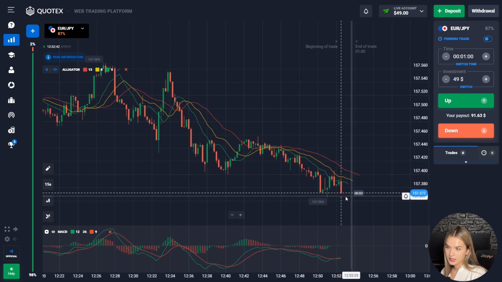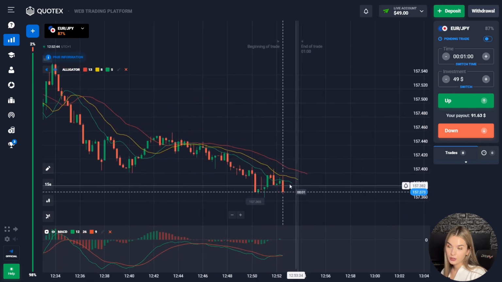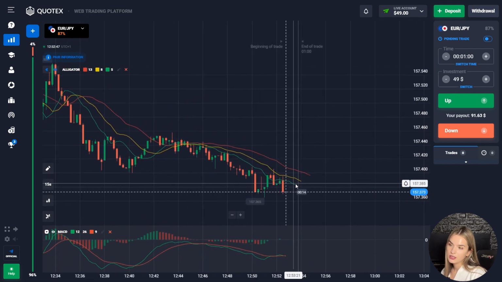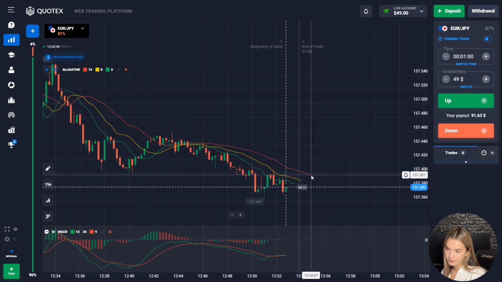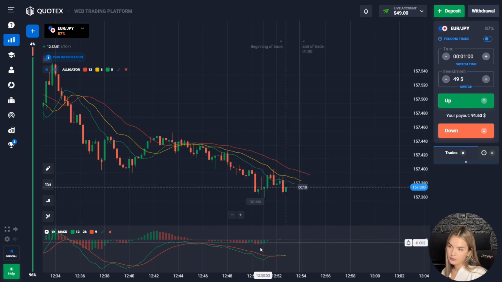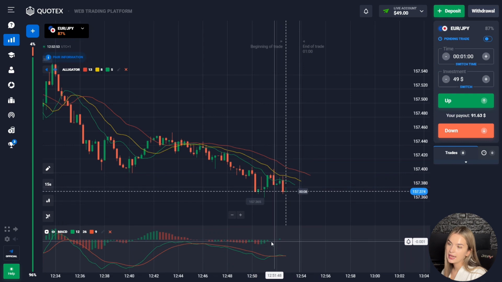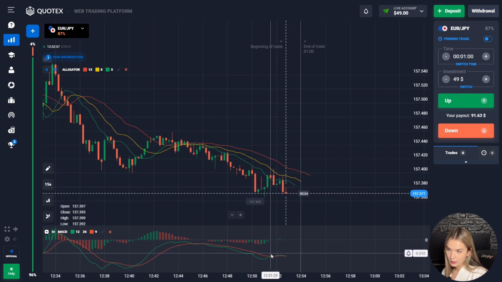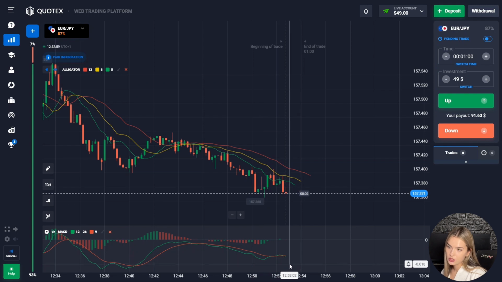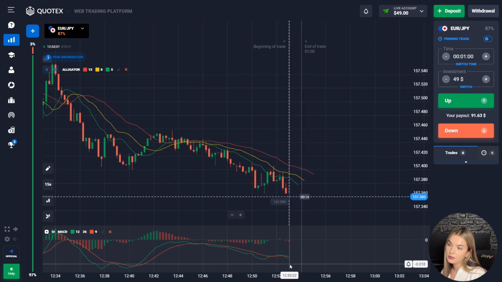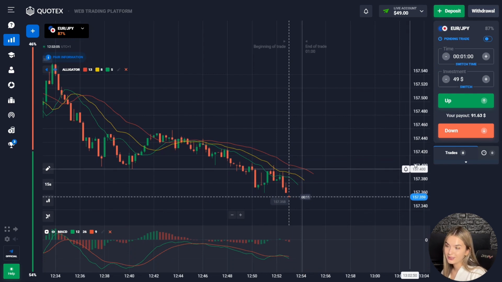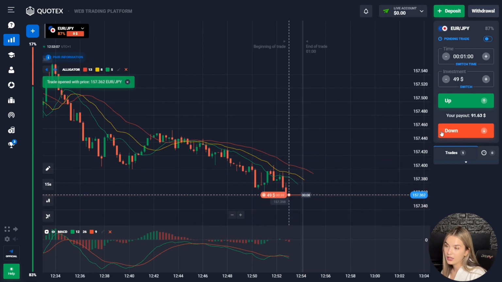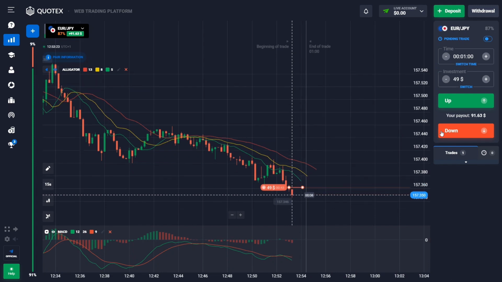As we can see, a bearish trend is evident in the market. Each new maximum is lower than the previous one, and at the same time the green sliding Alligator line is located below the other lines. And on MACD, both moving averages are moving below zero, and the main line goes below the signal line. So $49, and I will go down for 1 minute.